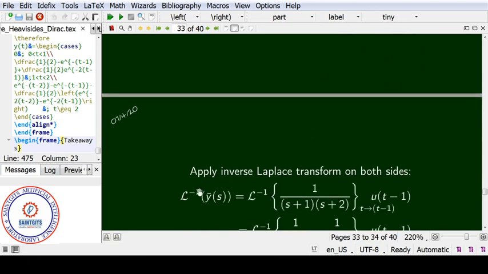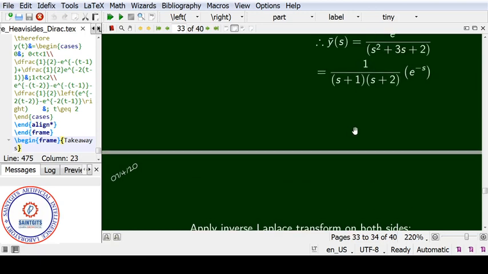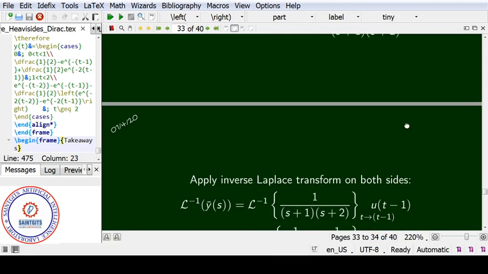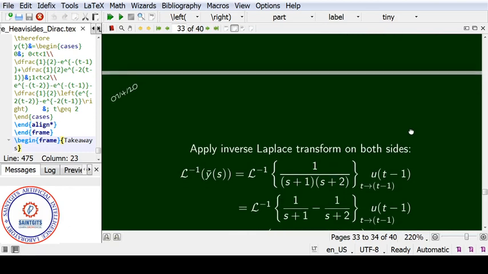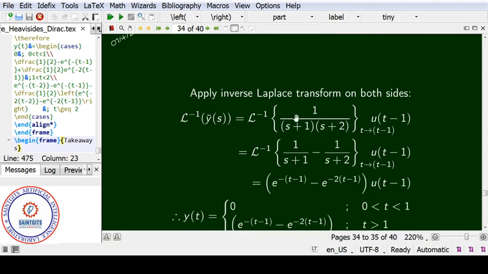We get L inverse of y bar of s equal to L inverse of this fraction into u of t minus 1. Because in the previous session we have learned, if there is an exponential function in the f bar of s term, there is a u of t minus a. Here e raised to minus 1s, so when we take L inverse, there is u of t minus 1. Then we take the inverse of this portion, L inverse of 1 by s plus 1 into s plus 2. Then we replace t by t minus 1.